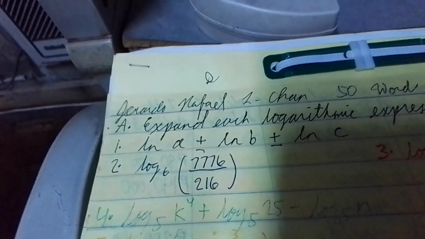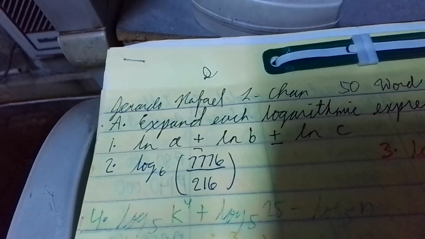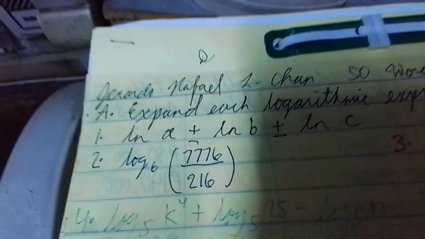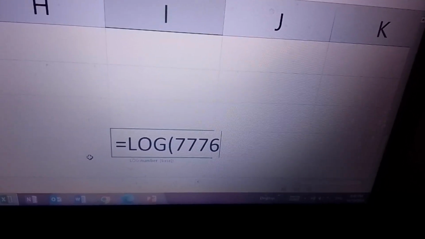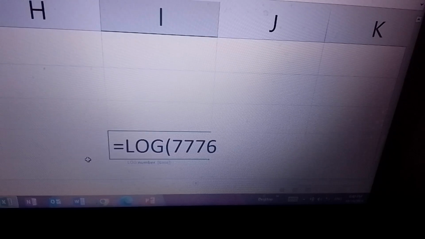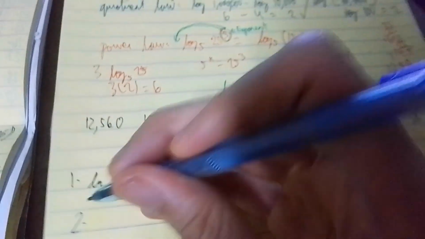Next, sa number 2 naman, we have this one. Pagkita ko sa'yo, we have log base 6 of 7,776 divided by 216. Yan. This one's a bit tricky, pero don't worry, it's still easy. Just apply what you've learned. You can solve this problem in many ways. Actually, what you can rather do here is that you can just divide out the 7,776 divided by 216. And doing that, I'm gonna have to use Microsoft Excel to help me do this.